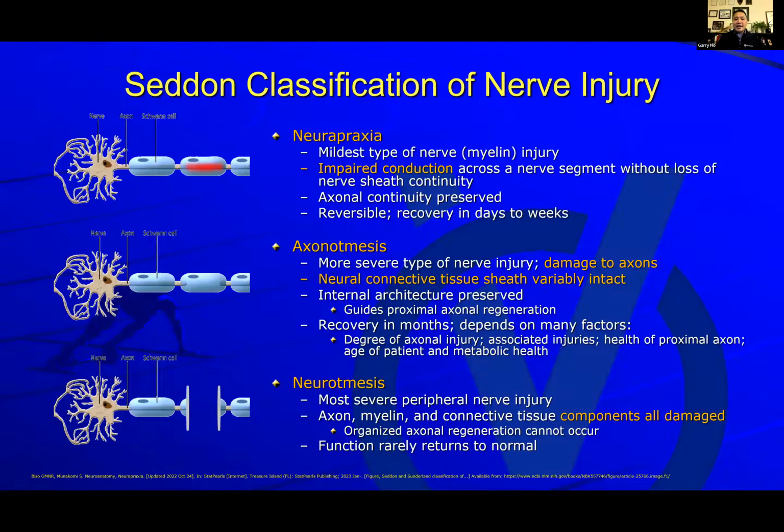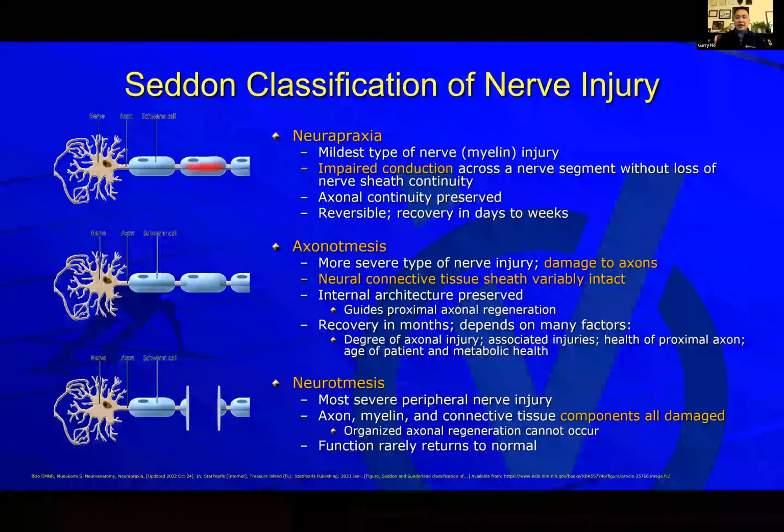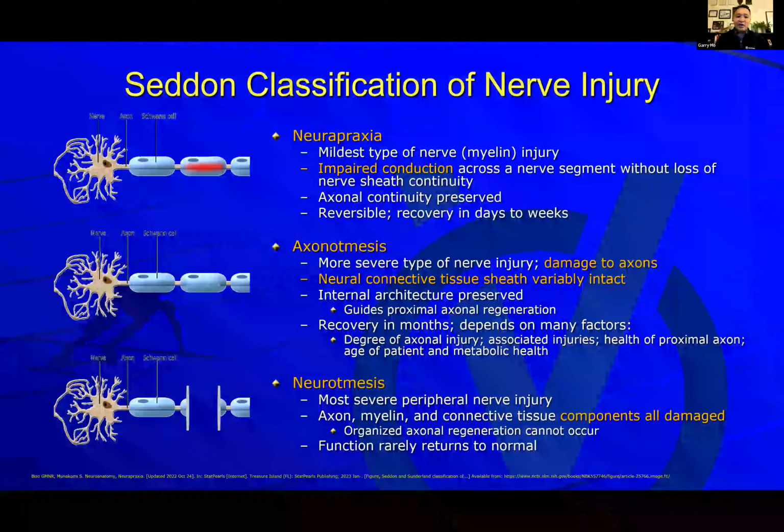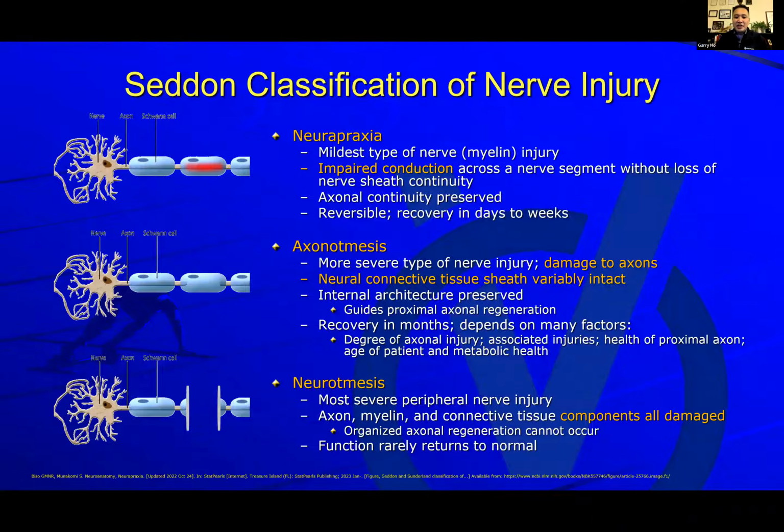So you've got three main categories. You've got neurapraxia, axonotmesis, and neurotmesis, also sometimes referred to as neuronotmesis. The most mild form of nerve injury in this classification is the neurapraxia. Neurapraxia represents essentially an impaired conduction across a nerve segment, but the axon continuity is preserved, and the surrounding connective tissue sheath is also preserved. Prognosis is usually very good to excellent, and recovery can be expected to be full, although how long it takes varies depending on the nerve injury specifically.